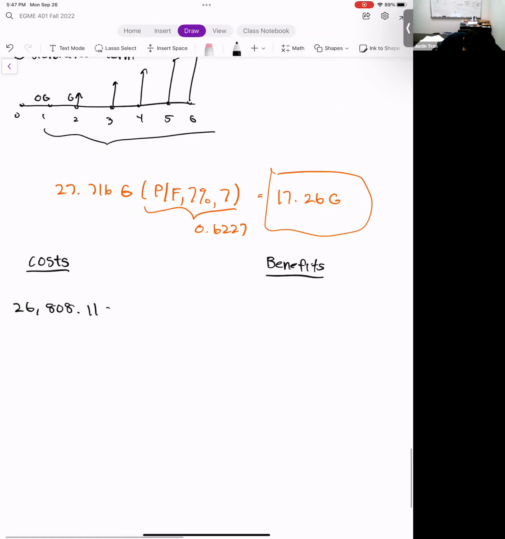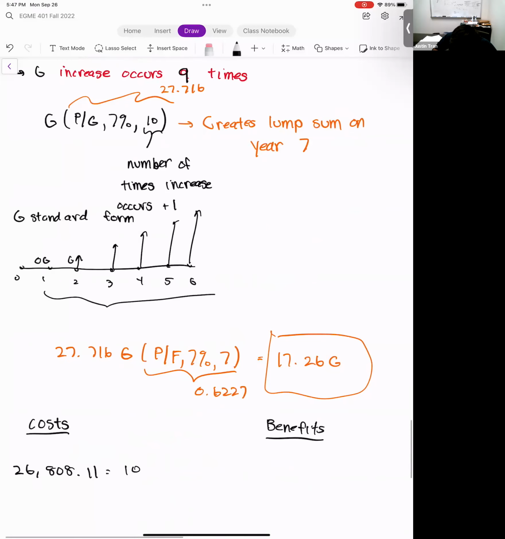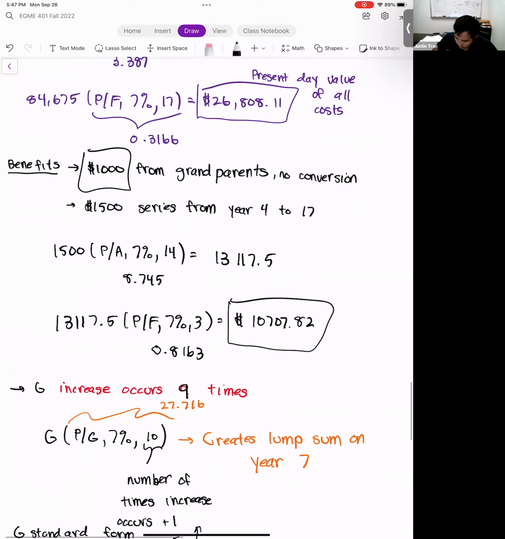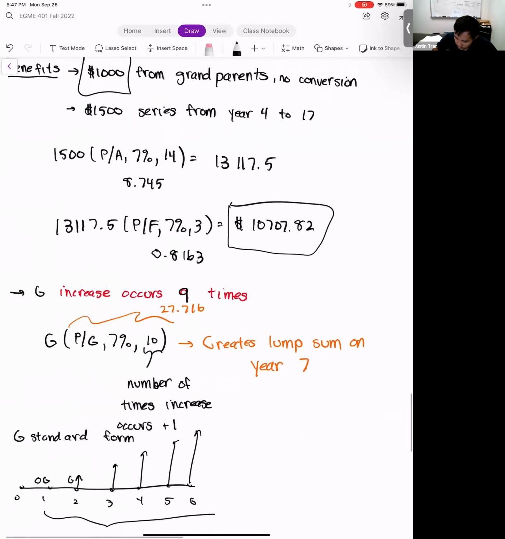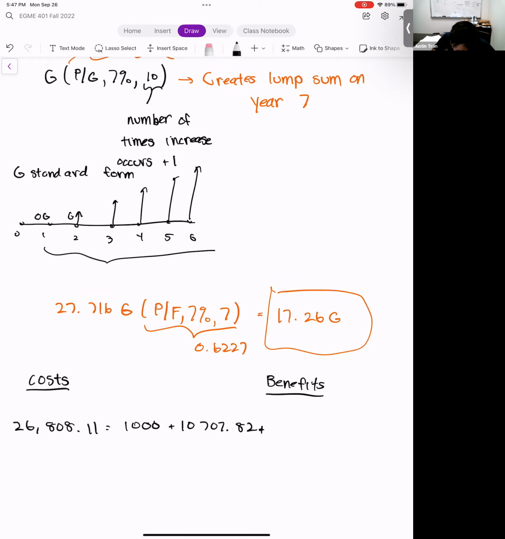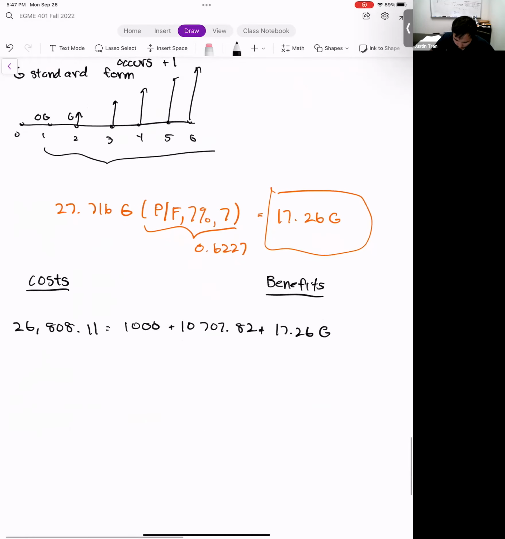Okay. And on the benefit side, we have $1,000. That was the initial investment by grandma and grandpa. Then we have the $1,500 series. And so that's going to be $10,707.82. Okay. And then finally, we have the contribution from the increase. So that's 17.26 G. Okay. All right. So it was a long time coming, but now we can go ahead and solve this for G.